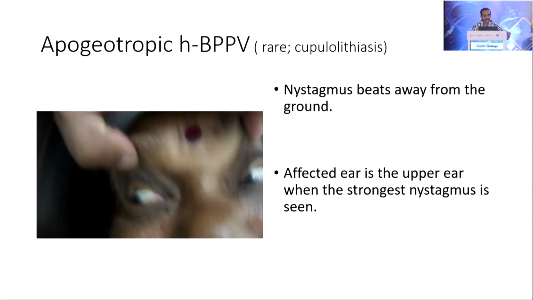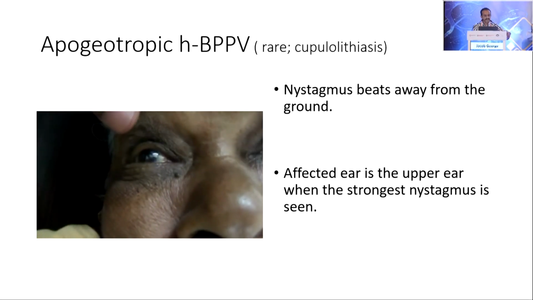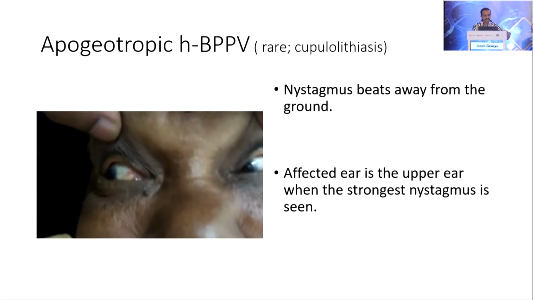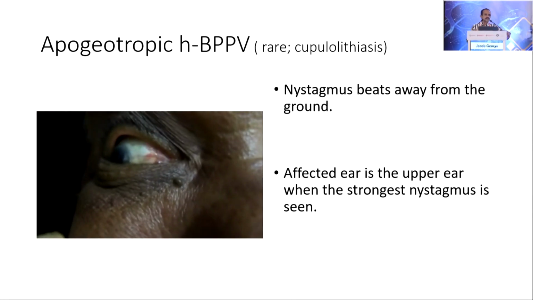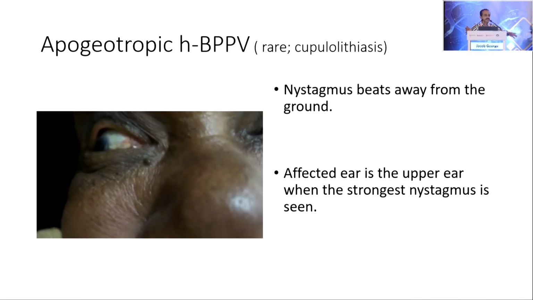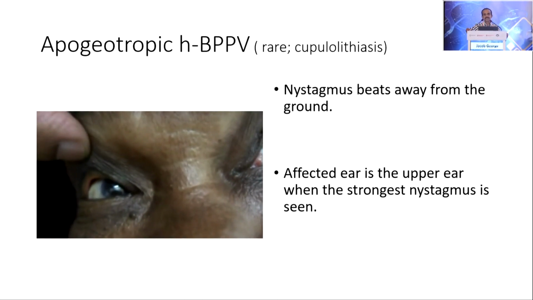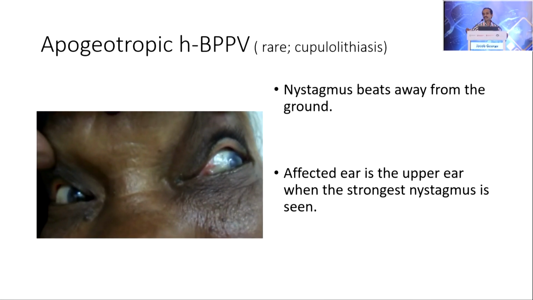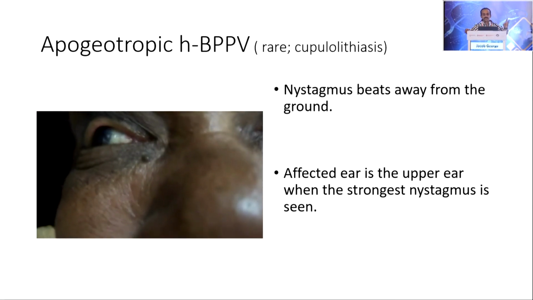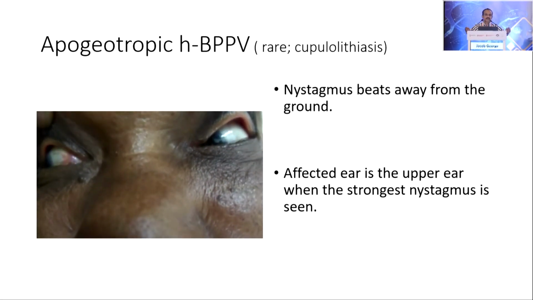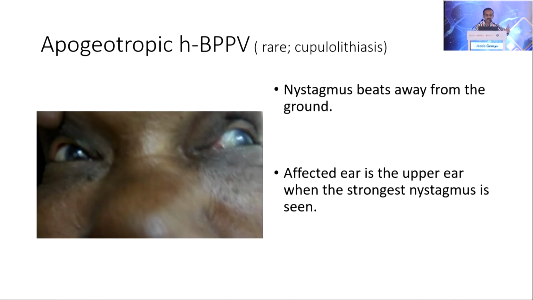The same patient is turned towards the other side. Now you can see the nystagmus beating in the opposite direction. So apogeotropic BPPV, the nystagmus beats away from the ground, and the affected ear is the upper ear. So if you do the head roll test to the right side and get a very prominent apogeotropic nystagmus, the affected ear is the left ear. How to correct that will be dealt with by Dr. Sudhir Kothari. But the decision which ear is affected can be made by the supine head roll test.